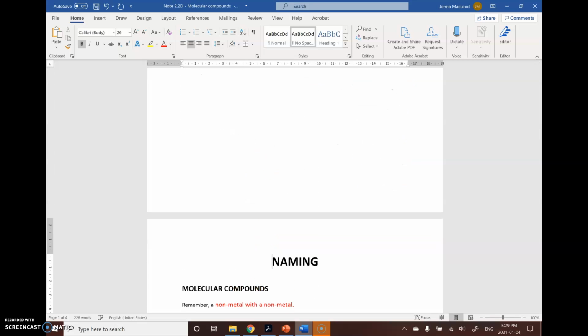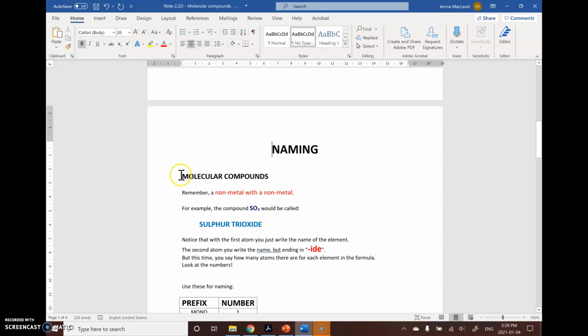So we're going to talk about some naming. Remember, a molecular compound is a nonmetal bonding with a nonmetal. For example, we have sulfur bonded with oxygen. When we're naming this, we're just going to write down the name of the elements first, so I would write down sulfur and oxygen. We still have to put IDE at the end, so I'm going to change it to IDE. Now, the interesting thing about this is we need to use a prefix. Anytime we see a number, we're going to use a prefix for it.